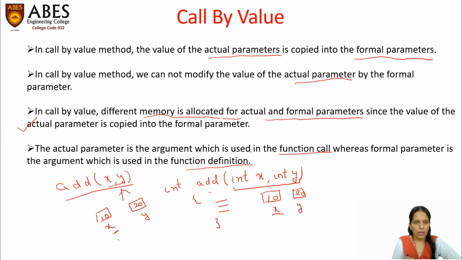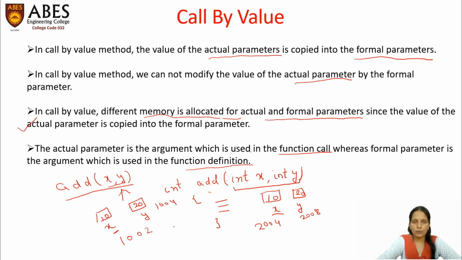So the addresses may be different, like if we have the value at 1002 here and it is saved into 1004, right? Let's say 4 bytes we are taking, and if we are taking 2008, the memory is different. We have a different memory location for actual parameters and a different memory location for formal parameters. That is why we were just changing the value, and the changes were not reflected back to the main x and y values, the actual parameters, right?